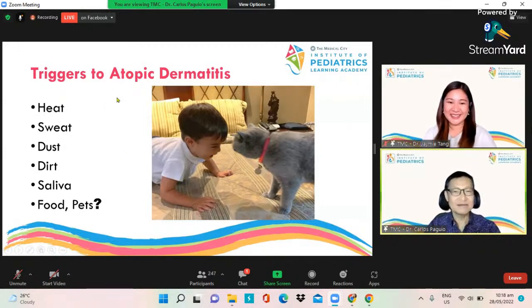So, what are the triggers here? Heat, sweat, dust, dirt, saliva. These are the big 5. Ang tawag ko rito is the big 5. Welcome to Metro Manila. Welcome to the Philippines. Heat, sweat, dust, dirt, and saliva.